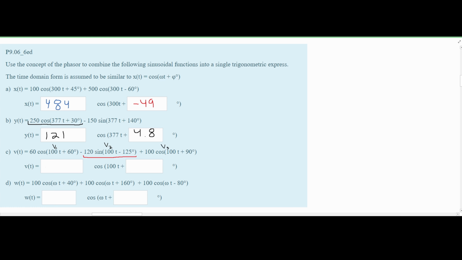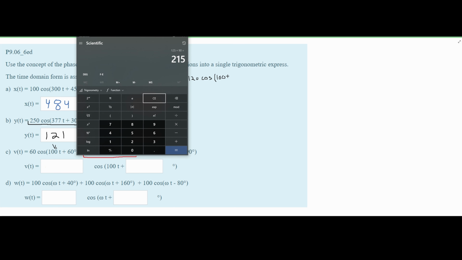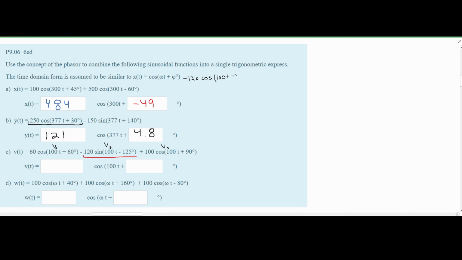First, I'm going to convert our V2 so we can actually look at it. We know that it's going to be a negative 120. This is going to change into a cosine, and then inside of here we are going to have our 100t, and currently we have a negative 125. Remember that our cosine is about 90 degrees behind our sine, so we're just going to have a negative 125 minus 90, and this is going to give us approximately negative 215, and this is in degrees.